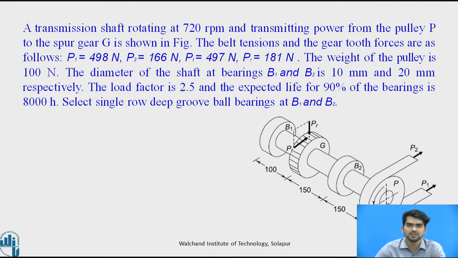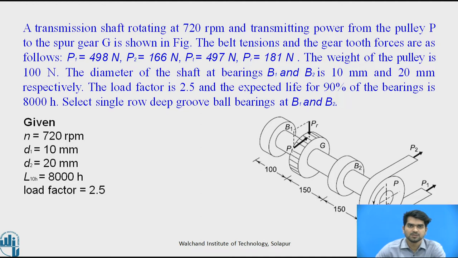So we have to provide the specification of the bearing, meaning we have to give the designation of the bearing at the end of this numerical. We will see how to design the bearing, or how to find out the designation of the bearing. The given data: the speed of the shaft, D1 and D2, that is the diameters at which the bearings are mounted, the life of the bearing is 8000 hours and the load factor is 2.5. These are the given data.